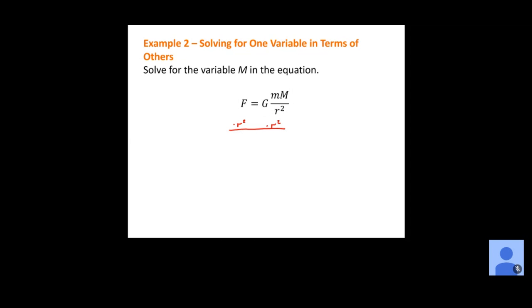Now, in this case, there's nothing that can be combined because all these variables are different. And so all we're left with on the left-hand side is F times r squared. And now on the other side, the division and multiplication of r squared are going to cancel out. And so we're left with G, lowercase m, capital M.